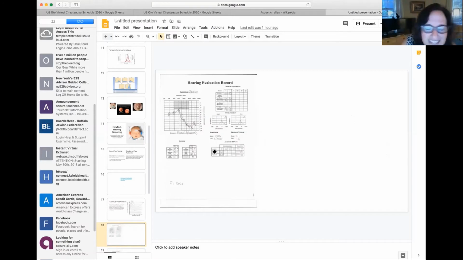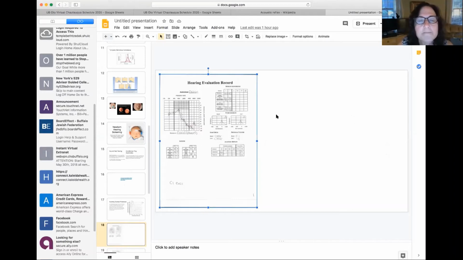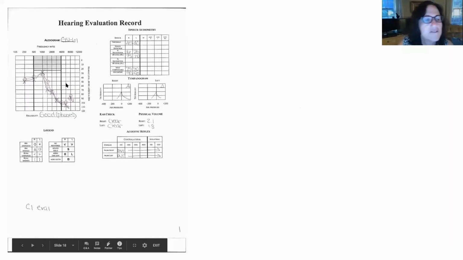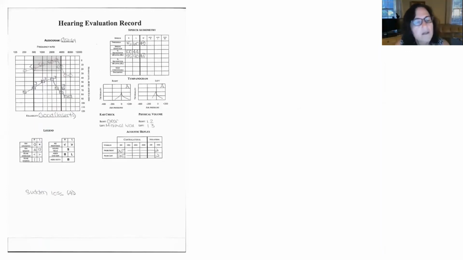So now that you're all experts in how to read a hearing test, and I know you are, because if I can do it, you can do it, we're going to look at some audiograms. Let me make this bigger. Can you see it a little bigger? Is that good? Okay.